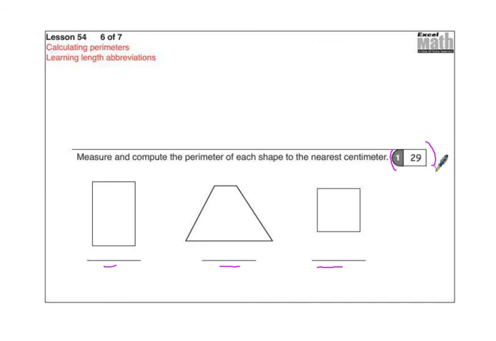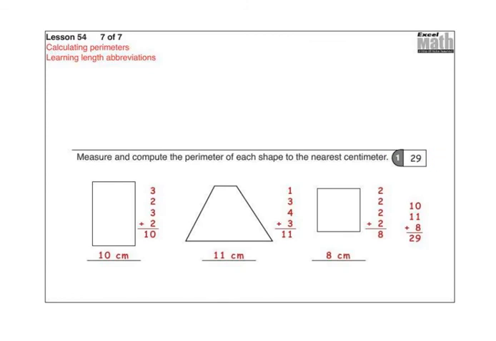All right, here we go. The answers are, each side here, this one is 2 centimeters by 3 centimeters. You're going to add 2, 3, 2, and 3 and get 10 centimeters. This shape right here is 1 on the top, 4 on the bottom, and 3 on each side. Add all these numbers together and get 11.